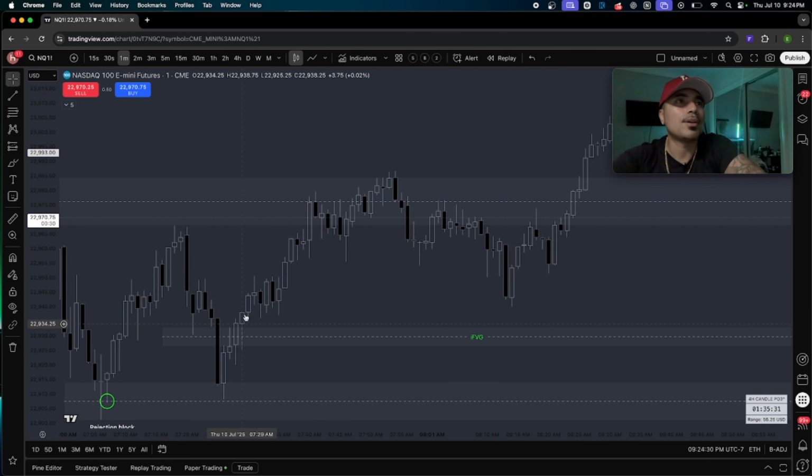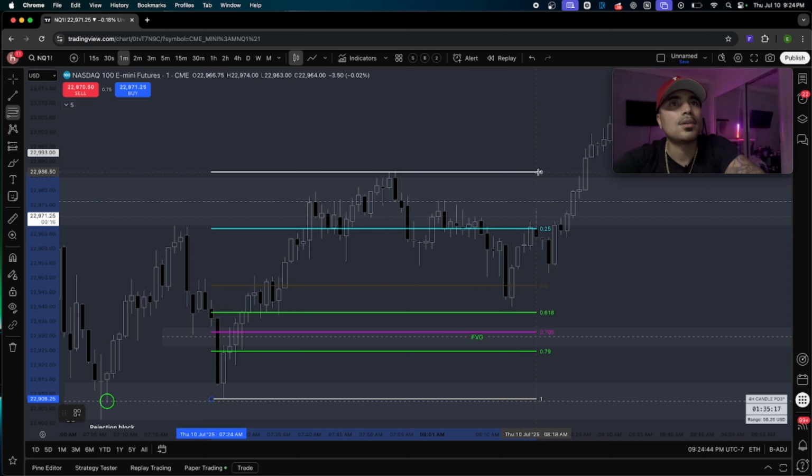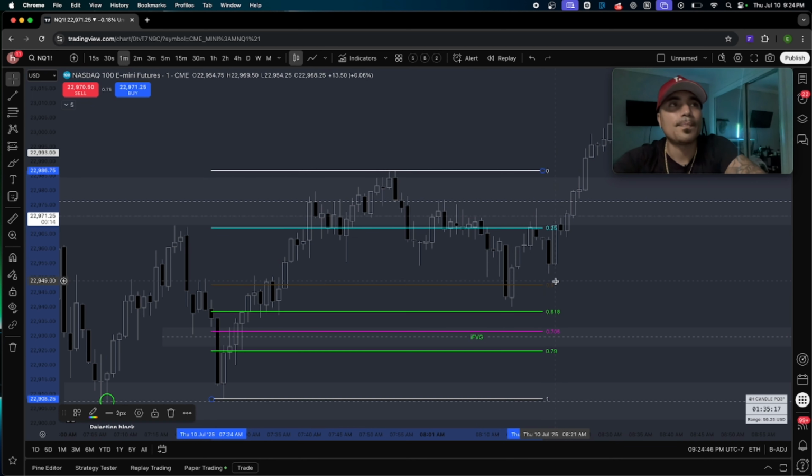So I see price went up, started to kind of turn back down. This would be, I think, did I catch it? I don't know, what time is this? 8 o'clock, probably. But what I do is I'll draw out the OTE, and didn't really even touch the 618, so I probably missed it.